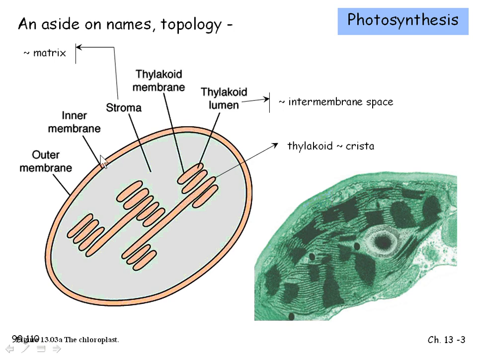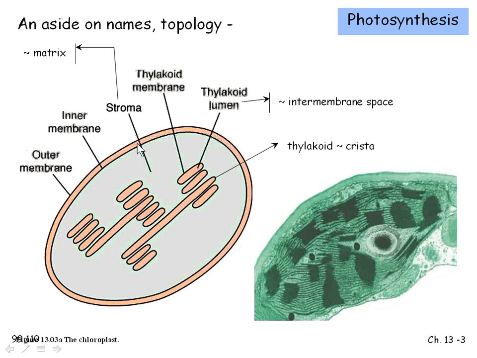So the inner and outer membrane mean the same thing in chloroplasts as in mitochondria. The stroma is the equivalent of the matrix in the mitochondrion. A thylakoid is, loosely speaking, an equivalent of a crista, of a membrane infolding in the mitochondrion. And the thylakoid lumen is, topologically speaking, the same as the intermembrane space. And that may not be obvious right away, but it will turn out to be very important.